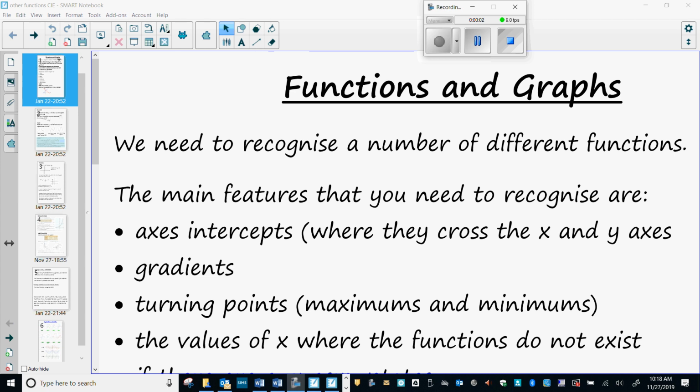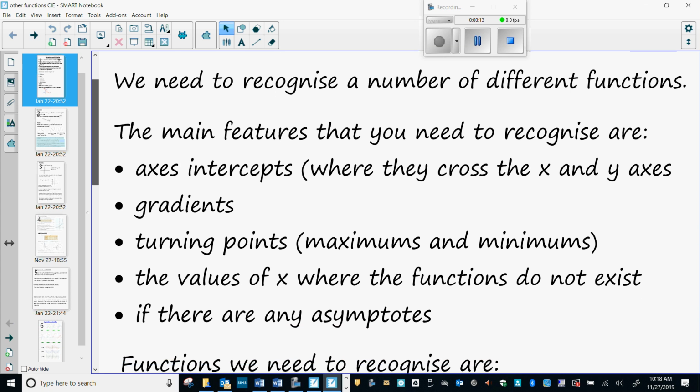Okay, so functions of graphs. We've looked at parabolas, we've looked at straight line graphs, yes? There are other kinds of graphs that you do need to recognise. Often things that they're asking you to identify, or things that you should look at in order to check what kind of graph it is, are where the axes intersect. So in other words, where does your graph cross the x and the y axis?